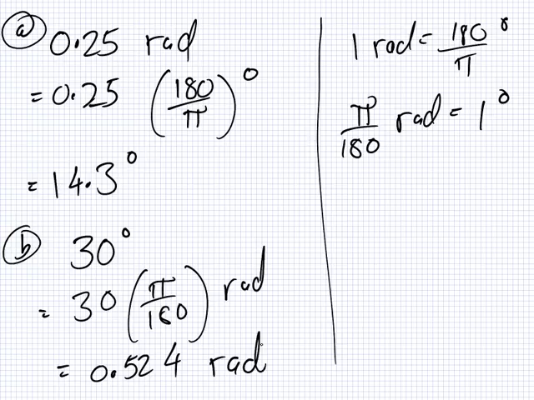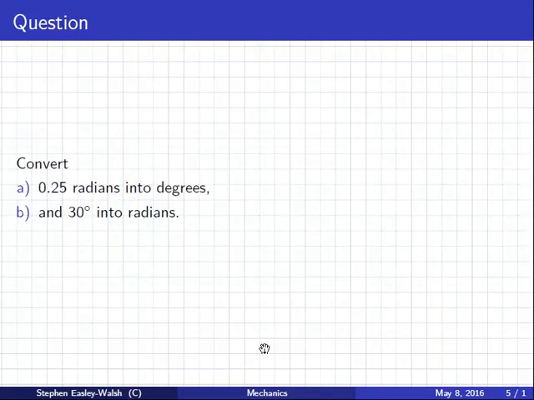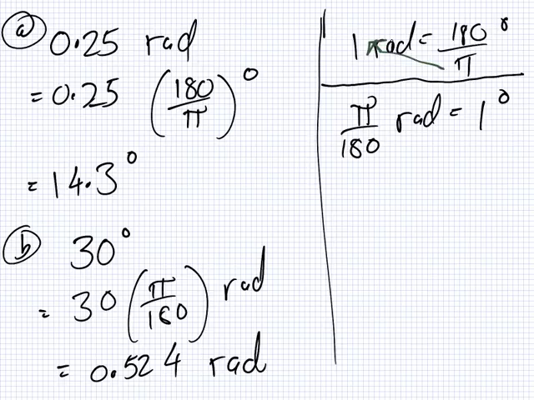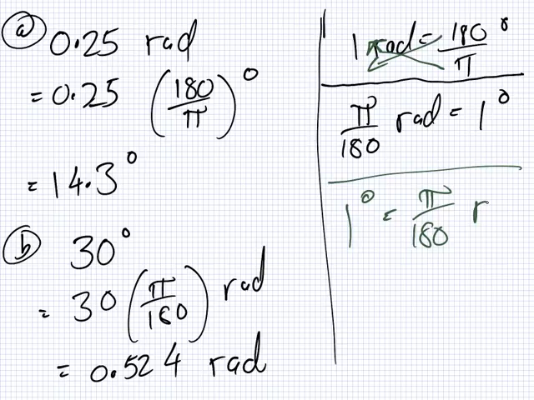Could you go back to the question, please? It was 30 degrees. So if it's degrees, what do we do again? I took my definition up here and I just rewrote it so I have 1 degree on the right. So in other words, it's like I made a new definition. 1 degree is equal to pi over 180 radians.